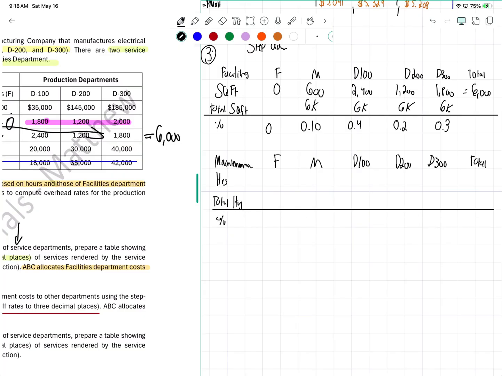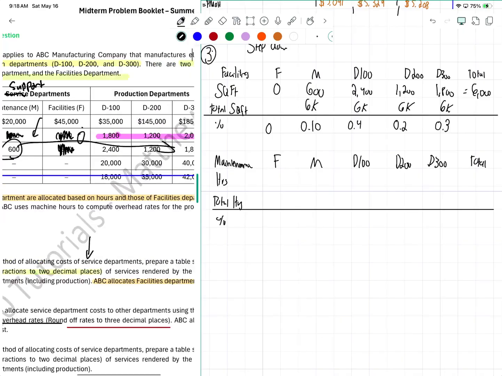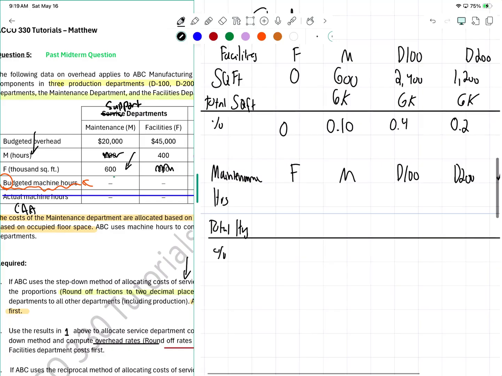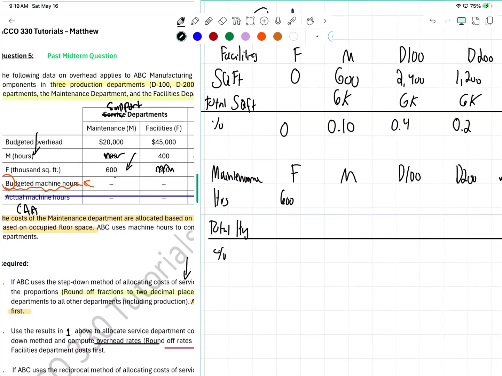So guys, before, like I said, there were no backwards allocations here, but now since we're doing the reciprocal, we have to include everything. So looking at this here, we crossed this out before because we were doing step down, but let's bring it back to life here. Or let's actually keep out the self-allocations. So guys, maintenance now helps facilities by providing them 600 square feet. Sorry, 600 hours, whoops. So we're putting 600 here because maintenance provides utilities 600 hours. Then no self-allocations here, but 0. We'll put 0 here.